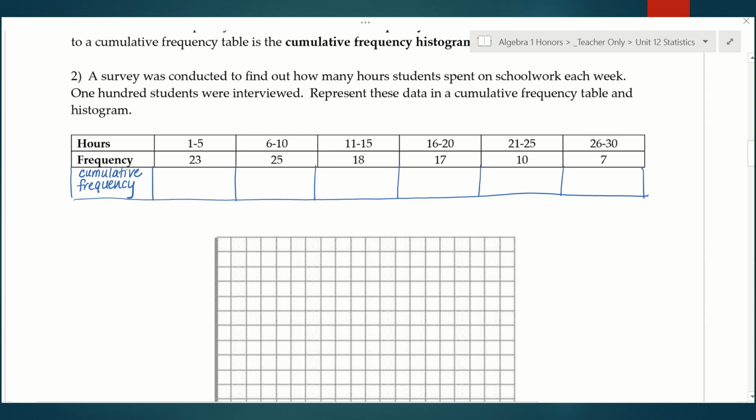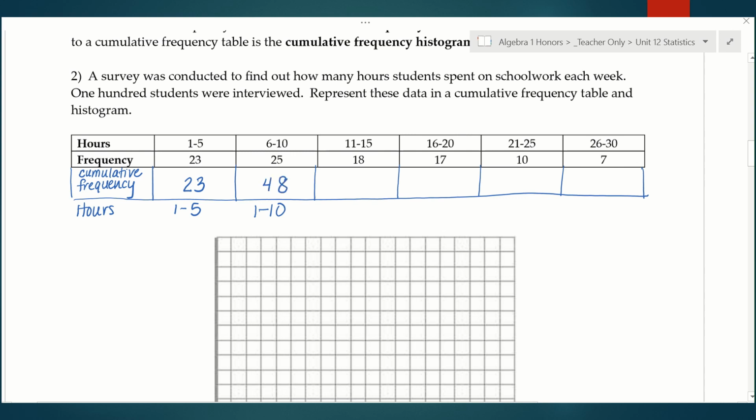So in the first interval, 1 to 5 hours, I have 23 people. Because that's my first interval, my first cumulative frequency is not going to change. I'm just going to write this here, 1 to 5. I'm actually going to add this here too because I think this will help. Now, in the next interval, we're including anybody that spent 1 to 10 hours on schoolwork. If we're including 1 to 10, that's the first 2 intervals together, so I'm going to add 23 plus 25 to get 48.